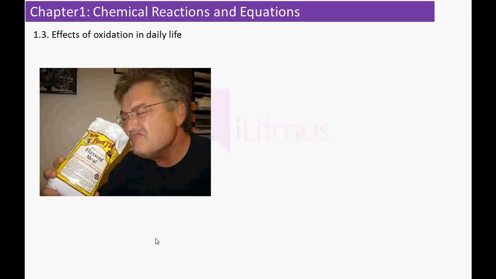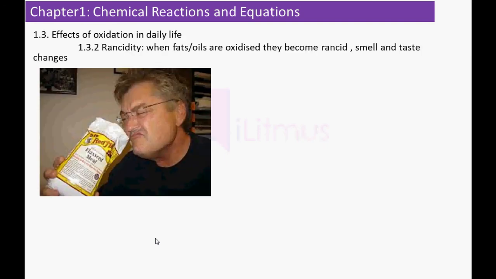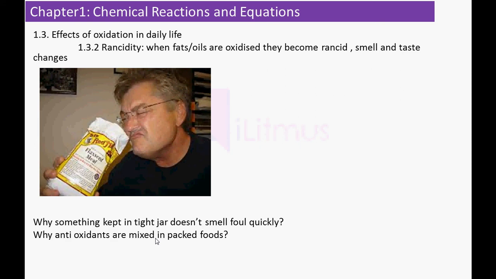Then what is called rancidity. Rancidity means foulness. When fats or oils in food are oxidized, they become rancid. It smells foul; smell and taste change. So you understand that inside that food there is some oil that is oxidized and becomes foul. So why does something kept in a tight jar not smell foul quickly? Because oxygen will not come into contact with that food.